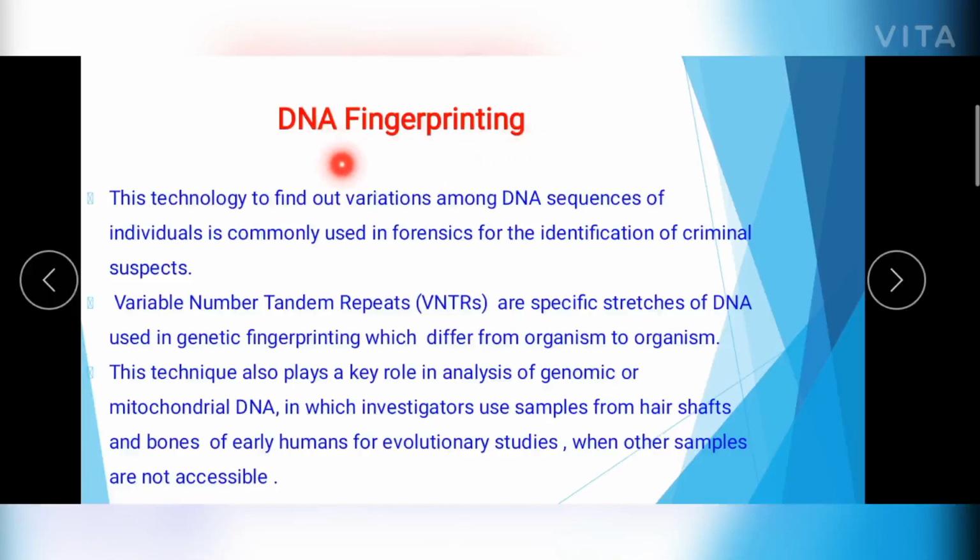Next, coming to the second application, DNA fingerprinting. This technique is used to find out variation among the DNA sequences of individuals, and it is commonly used in forensic science for the identification of criminals, and the main concept behind it is the VNTRs, that is the variable number tandem repeats.